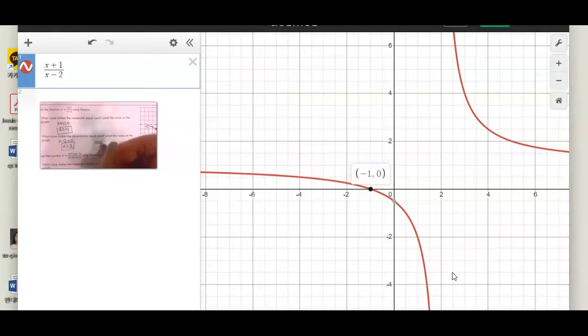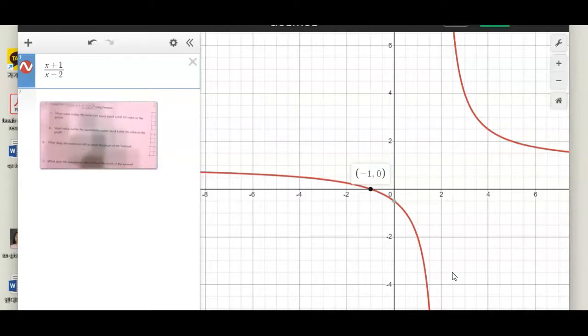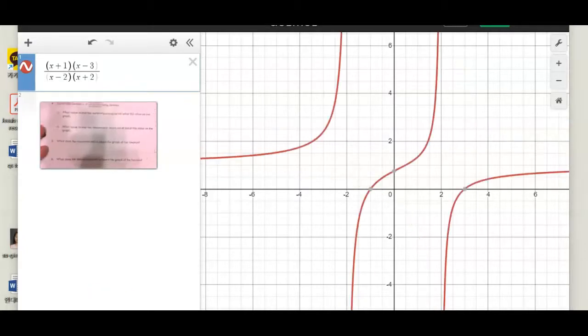What happened at negative 1, the one we just did? That was the zero of the function, so it's the x-intercept. Okay? All right, this is just the investigation. Now it says graph the function using Desmos. I'm going to pause it and do it and come back.